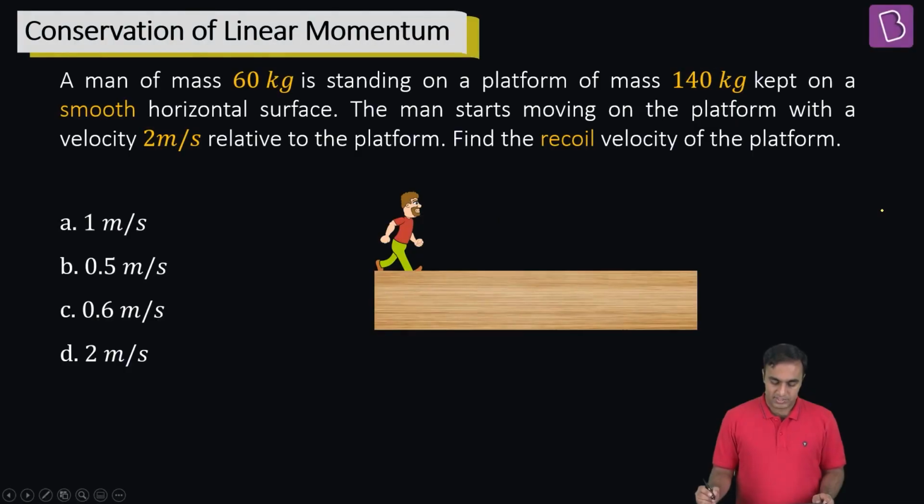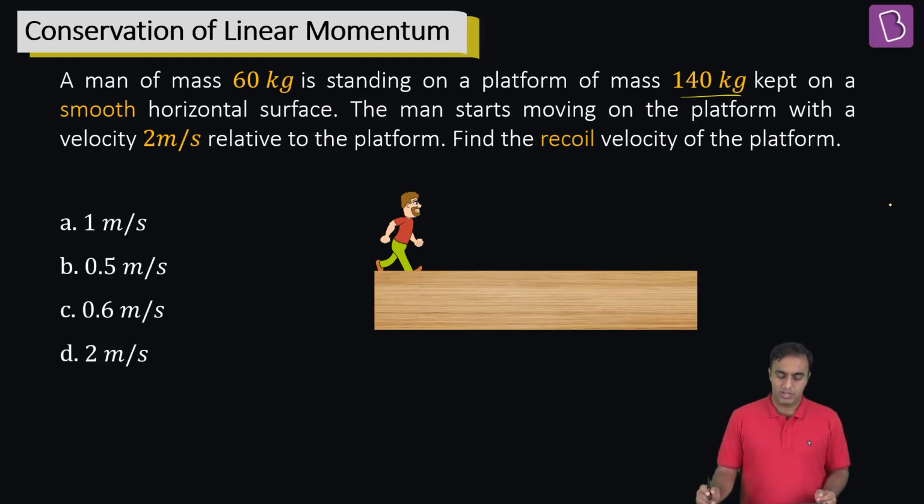A man of mass 60 kg is standing on a platform of mass 140 kg kept on a smooth horizontal surface. The man starts moving on the platform with a velocity 2 meter per second relative to the platform. Find the recoil velocity of the platform.